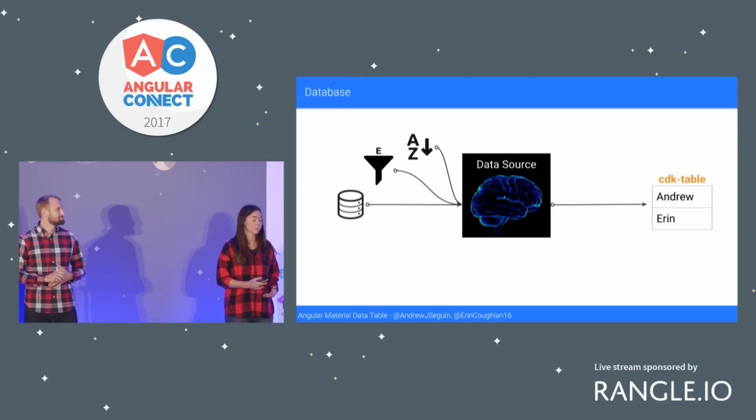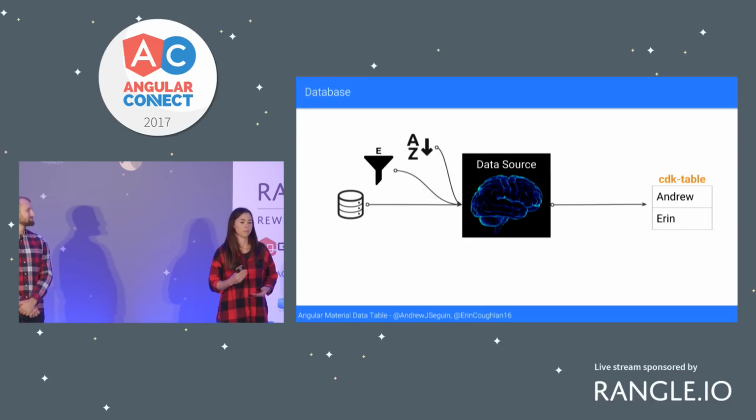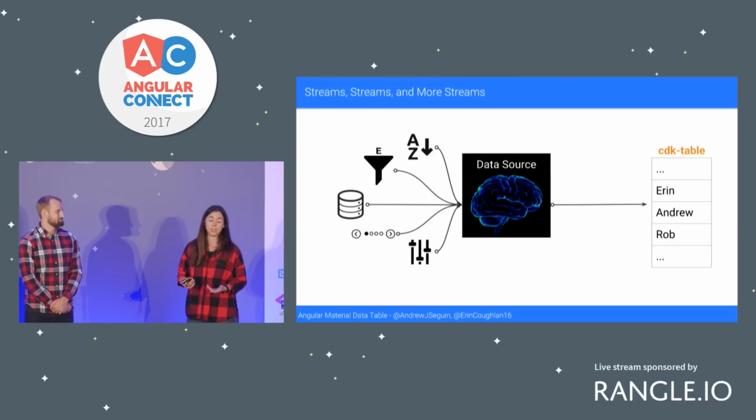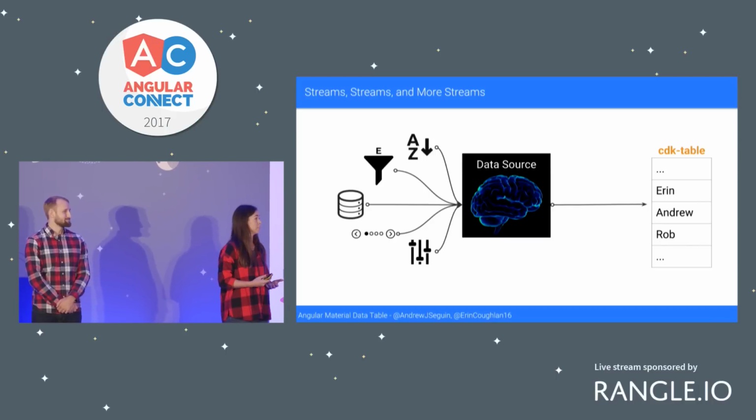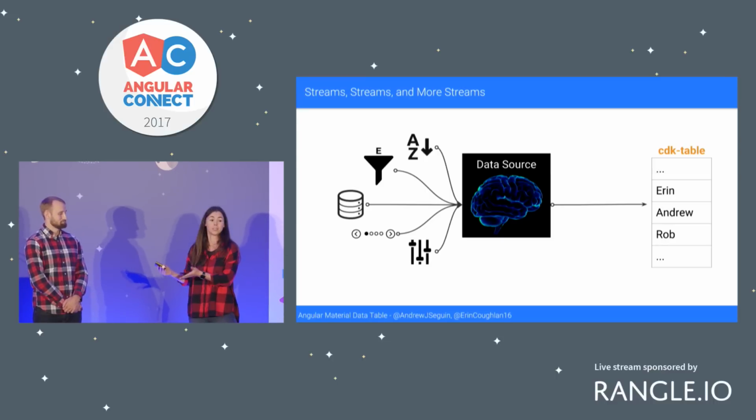Yeah, and we can imagine this with any type of database. We had just an array of data, but you can imagine something more real-time, like Firebase, for instance. And more information, so paging and more complex filtering or triggers. Anything that you want to add to the table goes into this data source, and then the CDK table just renders it.